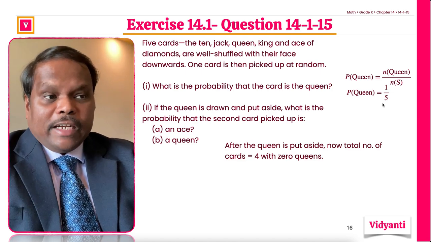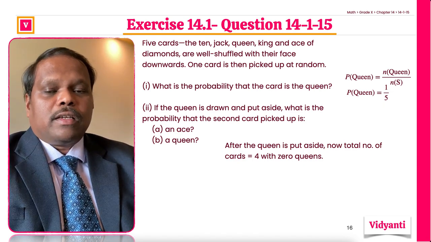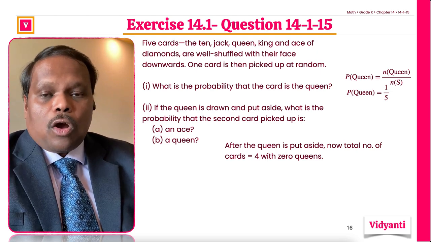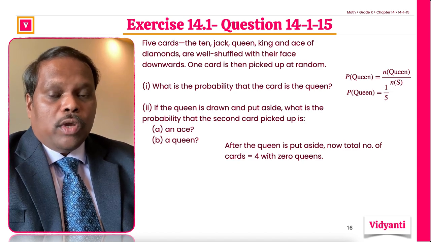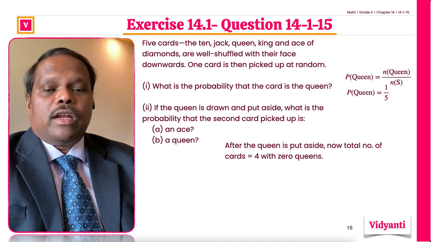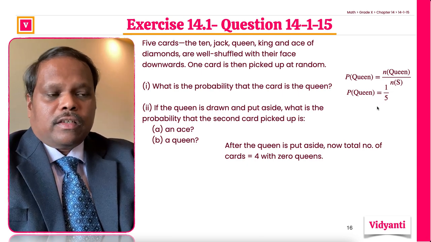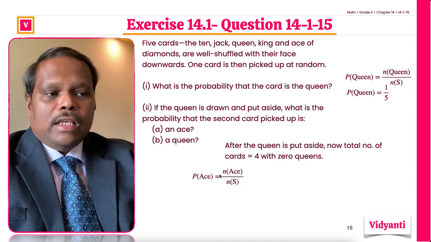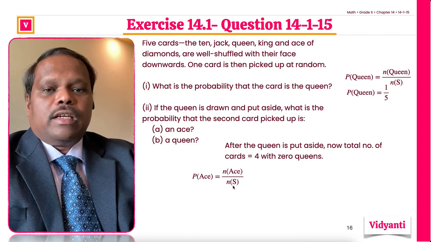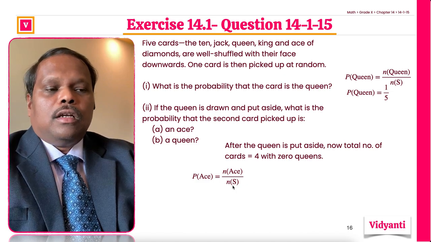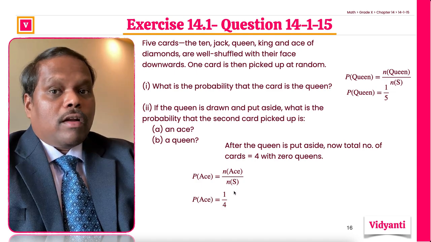Now, in the second case, let's assume that we get a queen and it is put aside. That is critical because now the number of cards is no longer 5, it has been reduced to 4. And there is no queen inside because the first card was a queen and that has been kept aside. So now in the second case, the probability of drawing an ace will be the number of ways you can select an ace as compared to the number of ways you can select a generic card. Remember, there is still one ace in that set of cards, and now there are 4 cards.